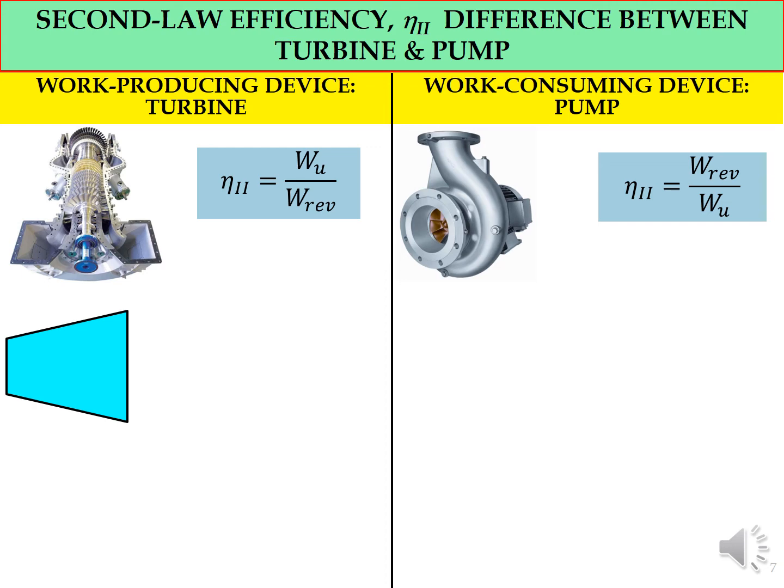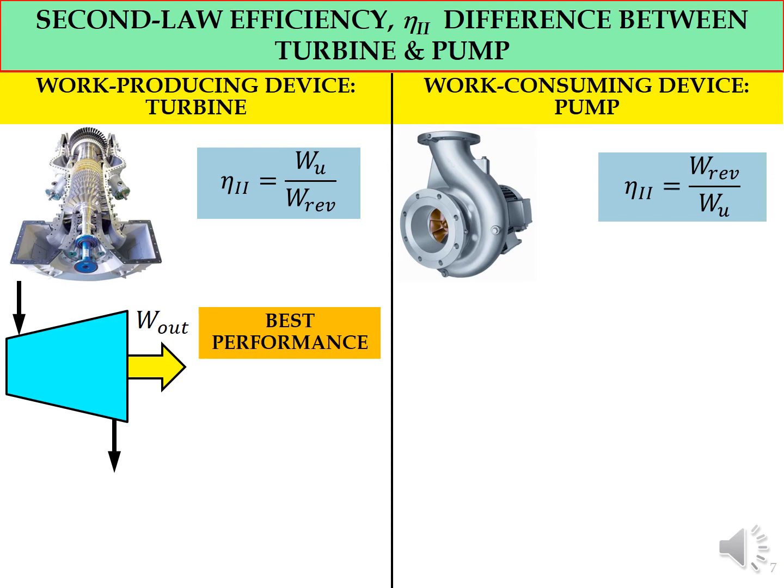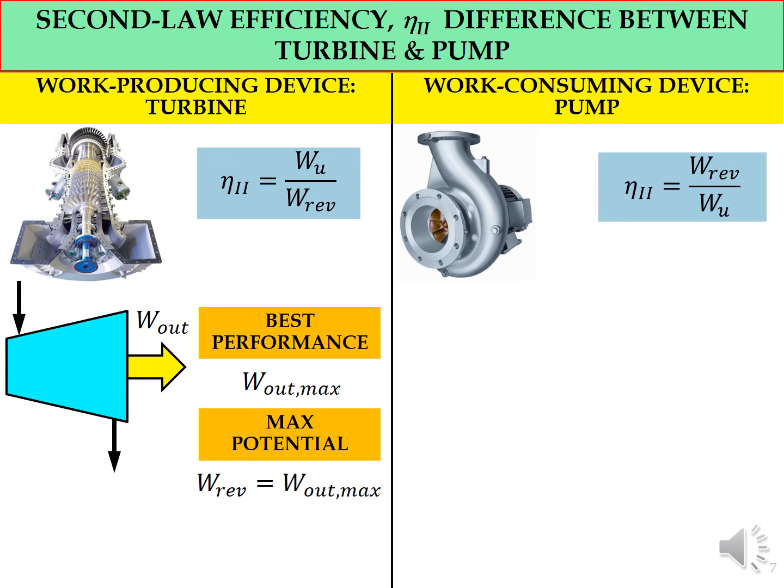So let's say we have a simplified turbine: in, out, and then work out. The best performance of this is maximum work out. That is the best performance that we are looking for, and that's what the system is designed for. However, what is the maximum potential? The maximum potential should equal the reversible work. This is the maximum potential of the system. However, in actual conditions we have losses, so the useful work should be lower than the reversible work.